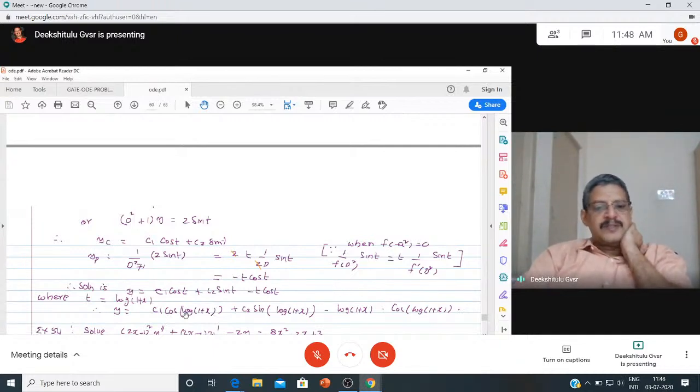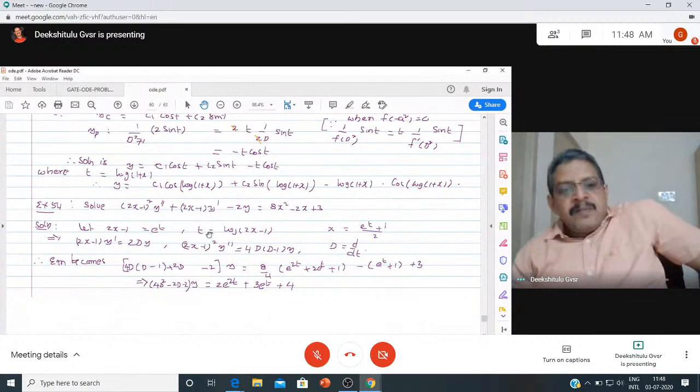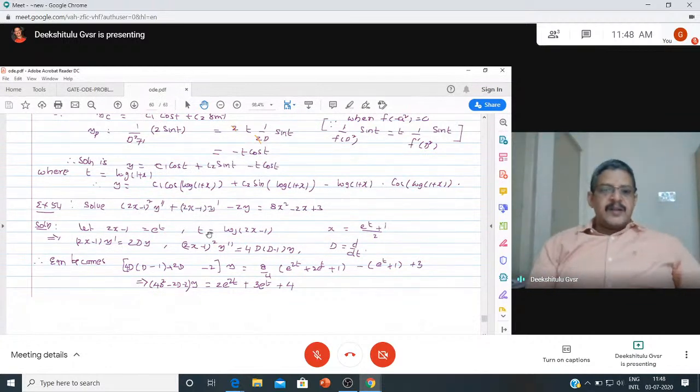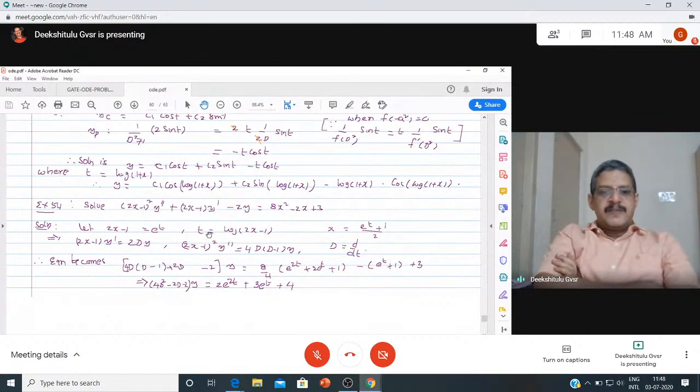So substitute this, c is equal to 1 log 1 plus x. So c1 cos log 1 plus x, c2 sin log 1 plus x minus log 1 plus x into cos log 1 plus x is our solution. And that problem, 2x minus 1 whole square y double dash plus 2x minus y into y dash minus 2y is equal to 8x square minus 2x plus 3.